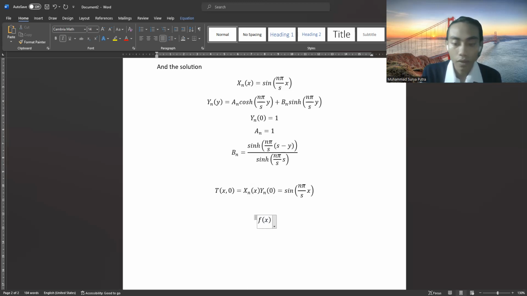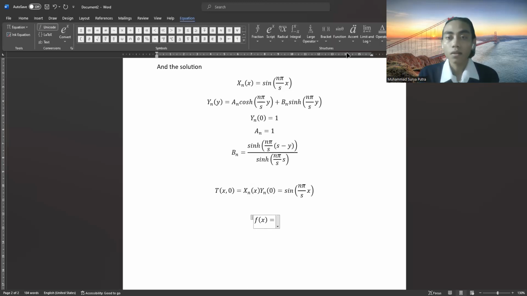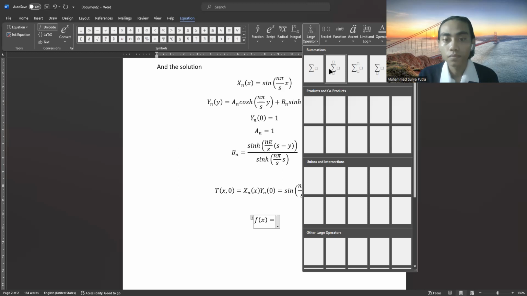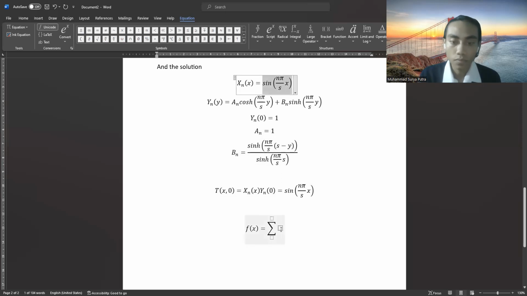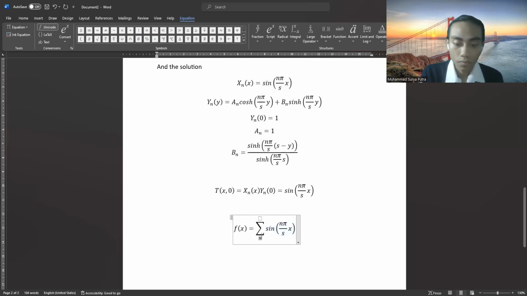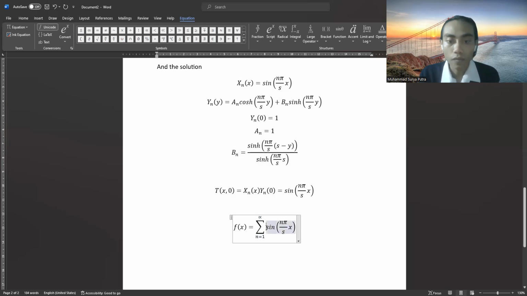And then we get the f(x). This is the f of the x, the function of numerical n to infinity. And of course, this is a constant, the bn, but not this bn. This is the other bn.